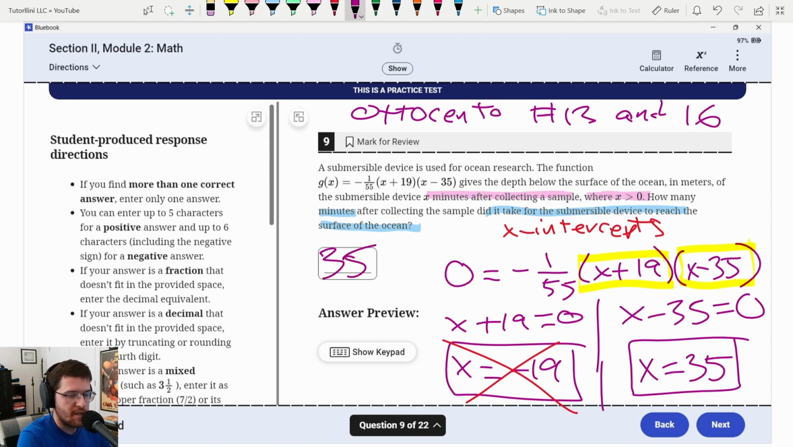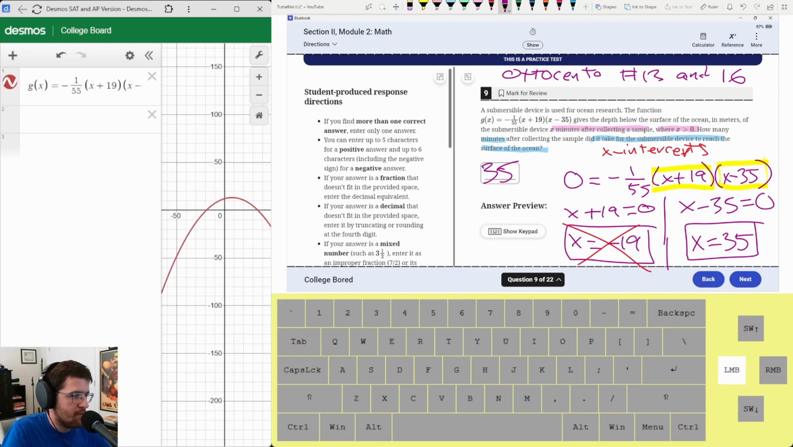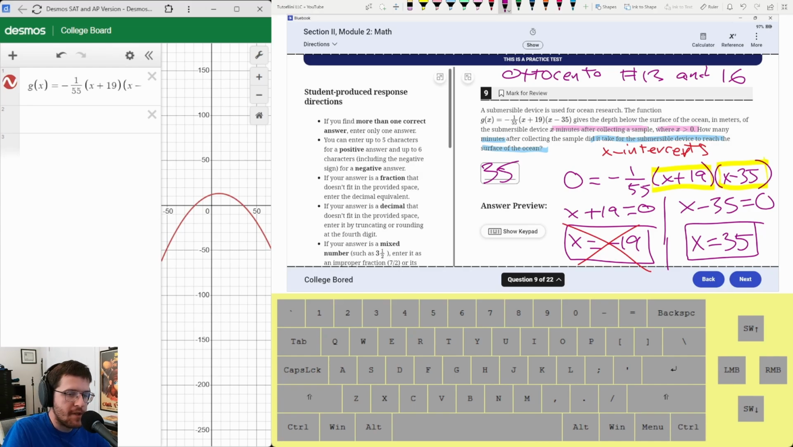We can also do this on Desmos. Let's go do that. Okay, so I just typed this in exactly as it was written, and I'm just going to zoom out, and I'm going to click on the x-intercepts. And I see that I get negative 19 and 35. Remember, we only care about the 35 one.